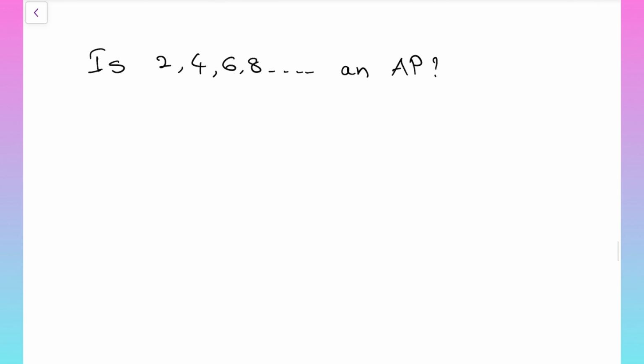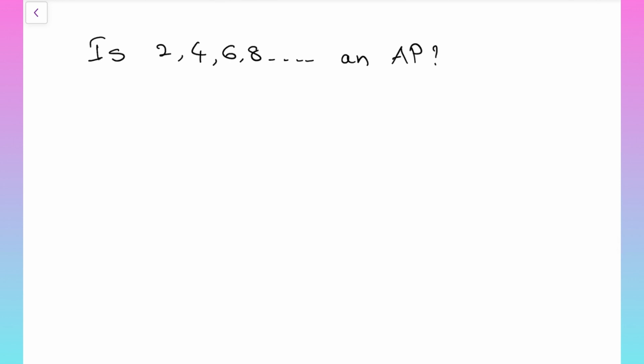Next, coming to the progressions. Is 2, 4, 6, 8 an AP, an arithmetic progression? Whenever they ask about an arithmetic progression, we need to check the common difference. This is the first term, called A or A1. This is the second term, A2. This is the third term, A3. This is the fourth term, A4, and it continues like that. Now we need to find the common difference. D, the common difference, is represented with D.